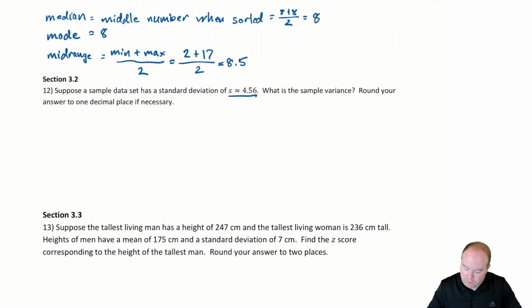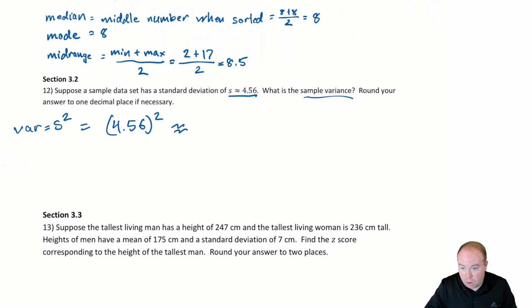And by the way, the fact that it's not on the review means I would not stress too much about it in terms of your preparation, but we are asked for the variance. Remember that the variance is s squared by definition. So here, the variance is going to be 4.56, and then you square it. If you type that into a calculator, it works out to approximately 20.79. And that's all there is to variance.